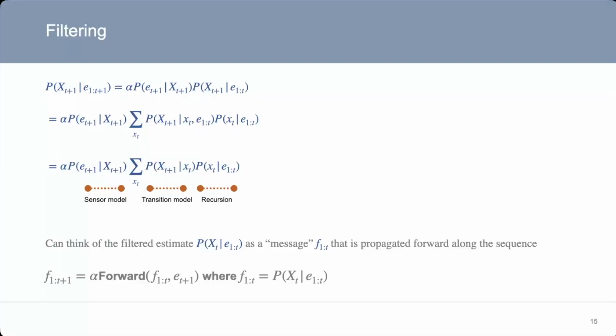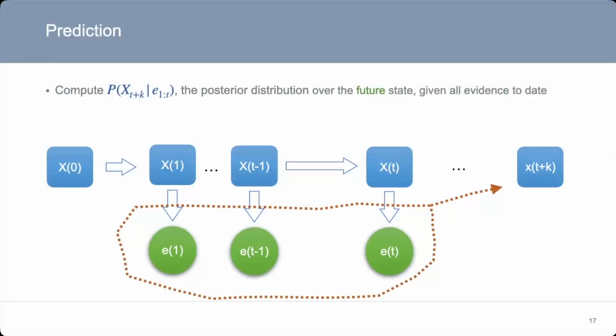That is, the message f_{1:t+1} is alpha times FORWARD(f_{1:t}, e_{t+1}), where f_{1:t} is what we have specified before. Now let us turn to the task of prediction. As mentioned earlier, we have to compute probability of x_{t+1} given e_{1:t}. That is the posterior distribution over the future states given evidence that we have received so far. And pictorially, we can represent it as this.